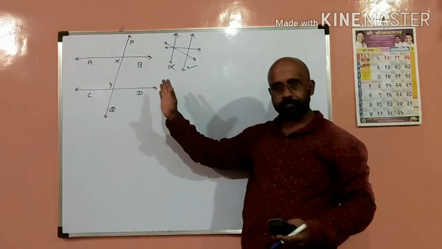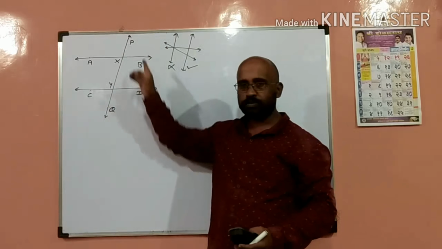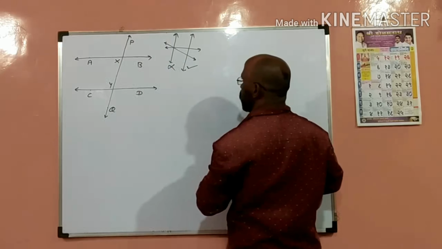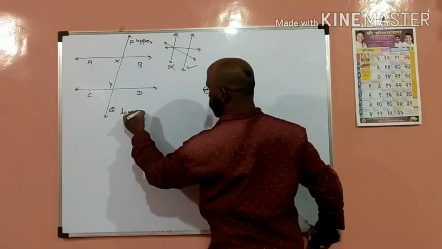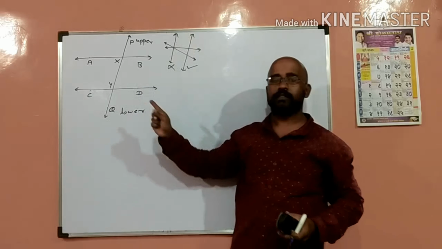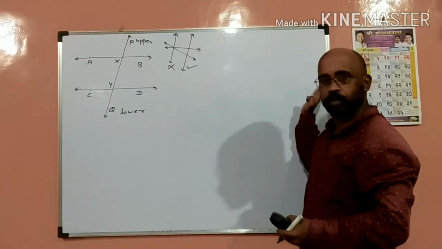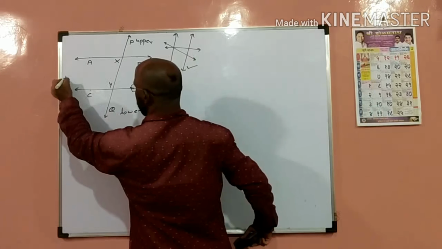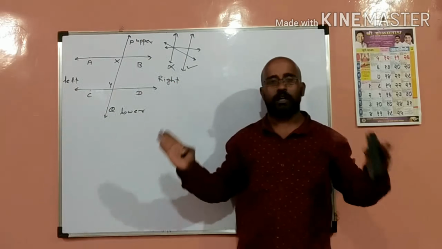What happens when a transversal is drawn on two lines? We know students that transversal is a line, so it has two directions. Let us consider that this is the upper direction, this is the lower direction. Clear? So transversal has two directions, upper and lower, and a line partitions a plane into two parts. So this transversal will partition this plane into this right side as well as this left side. Clear?